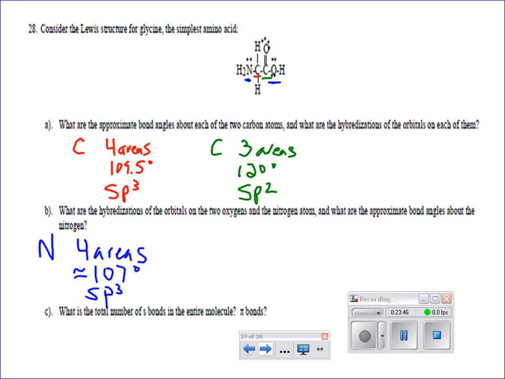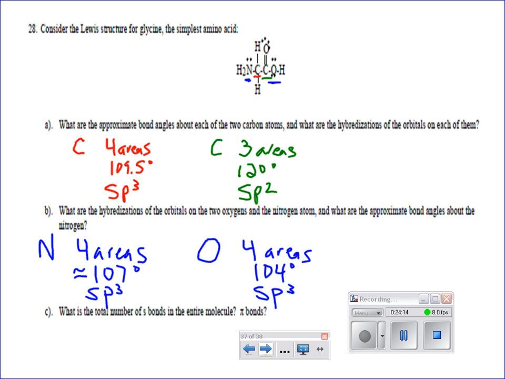All right, the oxygen. Total number of areas. 4 areas. Bond angle? About 104, yes, less than 109.5, because there are 2 lone pair areas. And then what is our hybridization? Sp3 still. So you got to think about hybridization representing the electronic structure, okay, the family.